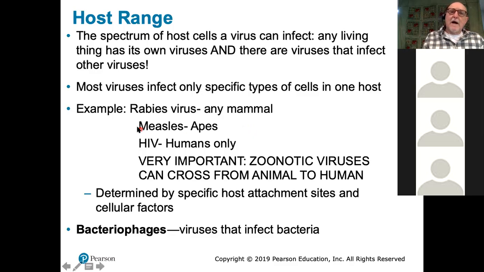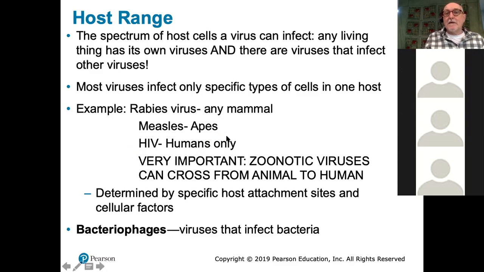The measles virus can infect any ape. So it affects humans very badly. It can be extremely dangerous, but it's even more dangerous in other apes like the chimpanzees. And it has been observed to be epidemic in some populations of chimpanzees, for example. Gorillas as well also suffer from measles.